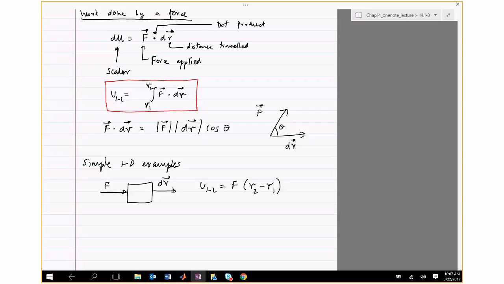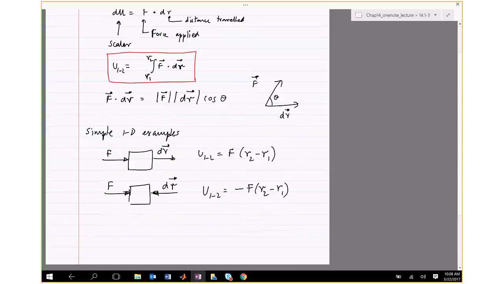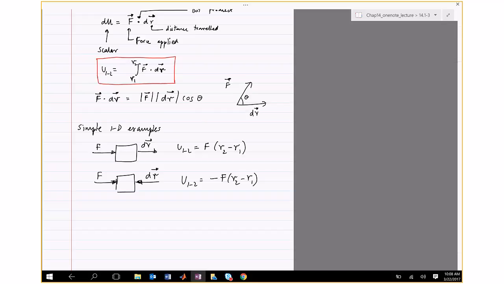Okay. Now, if a force is applied and leads to a displacement in the opposite direction to the application of the force, then U12 would be minus F times (r2 minus r1). So a case where this would happen is, imagine a body is accelerating and there is a friction force which slows it down. So that friction force is in the direction opposite to the motion of the particle, and in that case, the work done is going to be negative.